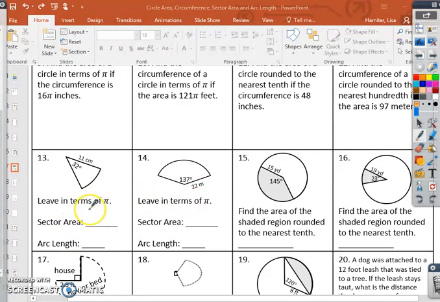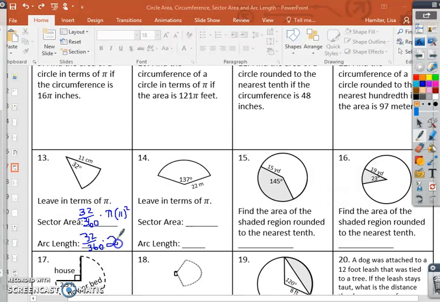So sector area is where you do M over 360. So I would need to do 32 divided by 360, and I'm multiplying by my area, so pi times 11 squared. So in the calculator, type 32 over 360 times 11 squared. Don't type the pi in, and whatever that answer is, put the pi on it, and that's what will go in this blank.